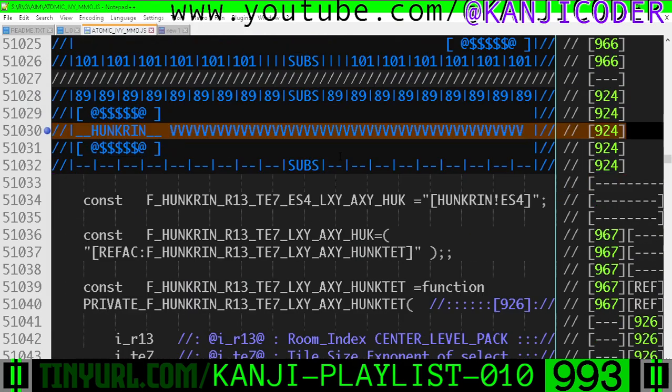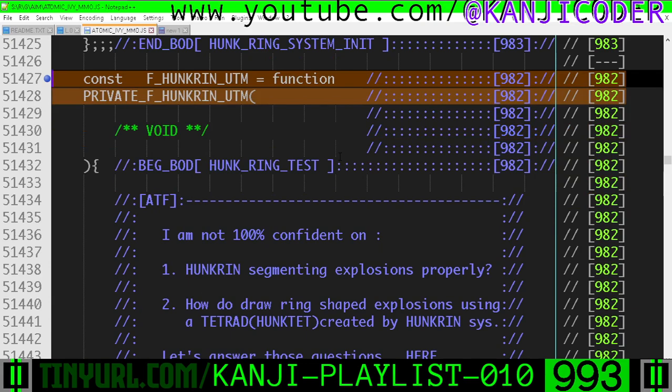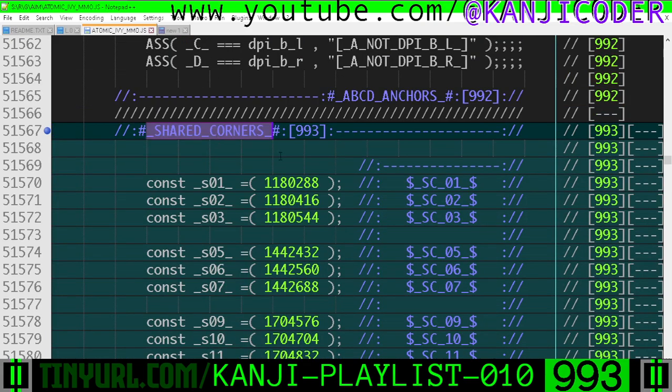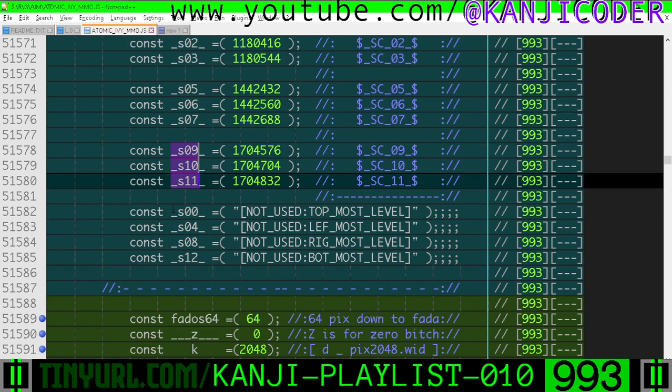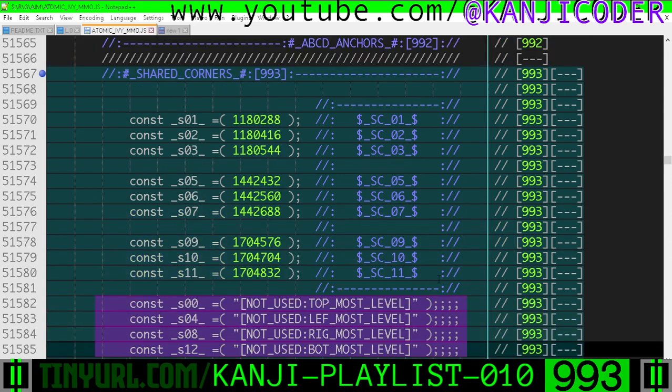Let's go. Inside of the hunkering function section, inside of hunkering unit test main, we have the shared corners section. It's new. We have shared corners 1, 2, 3, 5, 6, 7, 9, 10, 11, 0, 4, 8, and 12. Don't do these. These are not the rooms that we are concerned with. Now, if you want to know what these data pixel indexes are, we have little diagram tags right here.